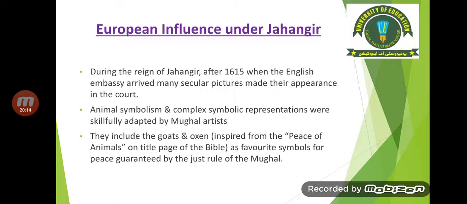Animal symbolism and complex symbolic representations were skillfully adapted by Mughal artists. In these animals, we can see goats and oxen, inspired from the piece of animals on the title page of the Bible, as favorite symbols for the peace guaranteed by the just rule of the Mughal. In the paintings, we often used to see a union of oxen and lion. So there is a sharp contrast between both of the animals, and they have a very strong connection.